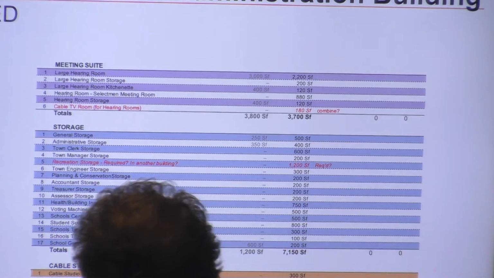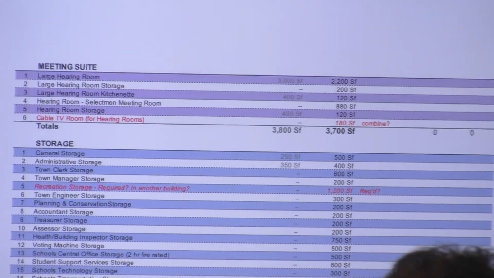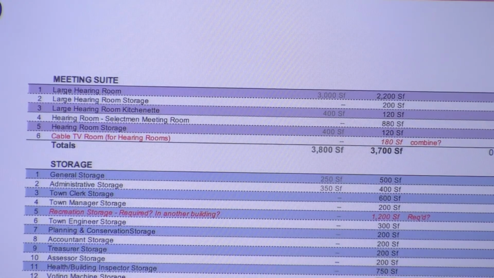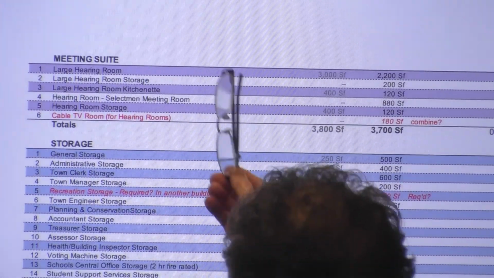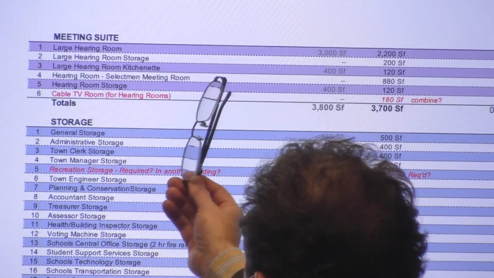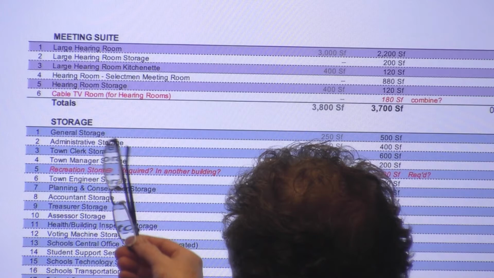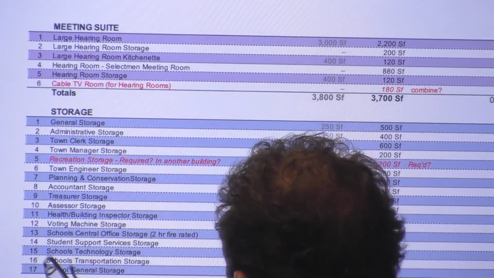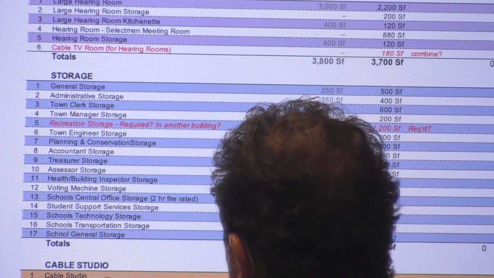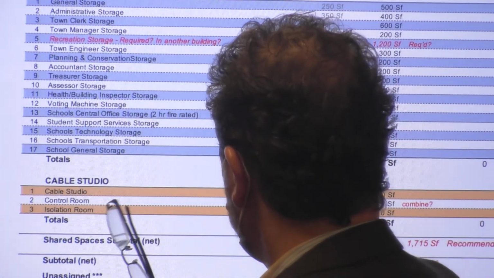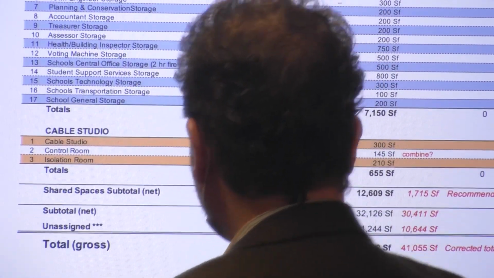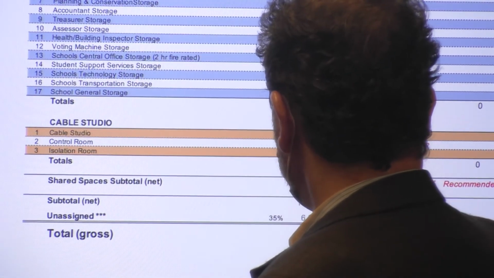There's meeting rooms, so these are the larger meeting rooms, similar to the one in the center of this building. The large hearing room is the largest. And then there's a selectmen's meeting room here, cable TV and so forth. And then we've got storage spaces broken down by department. Then there's a cable studio. And then there's the subtotals again for each of these departments.